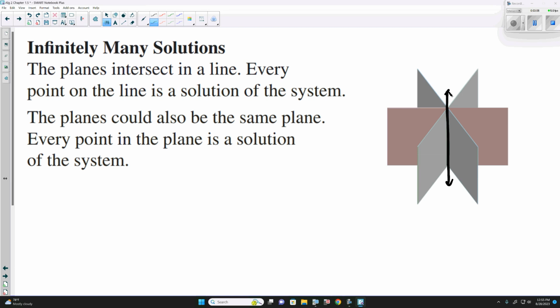Now, it's not all real solutions because there are still points on the planes or in the coordinate system that don't work, because a point out here would not be true for all 3. It's only true for 1. So there are some points that would not work, but the points that do work, there's an infinite number of them.